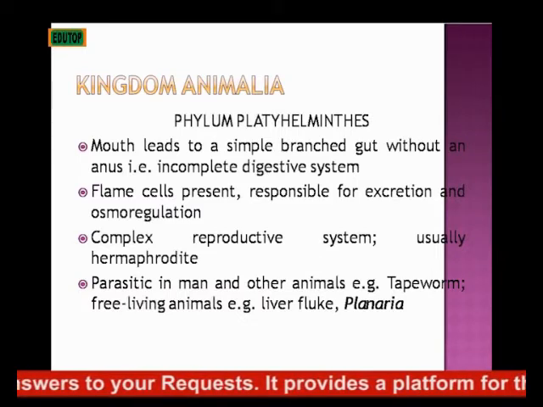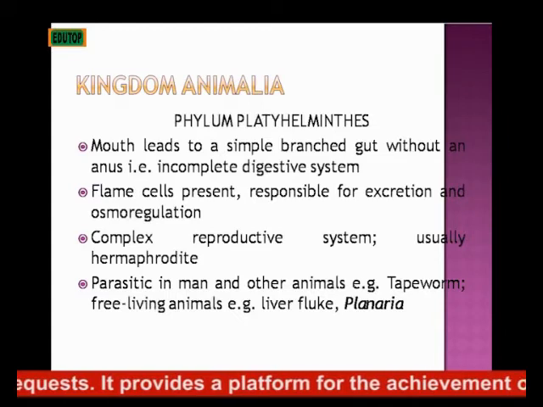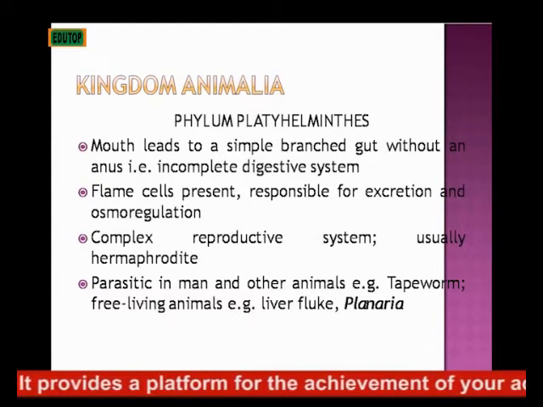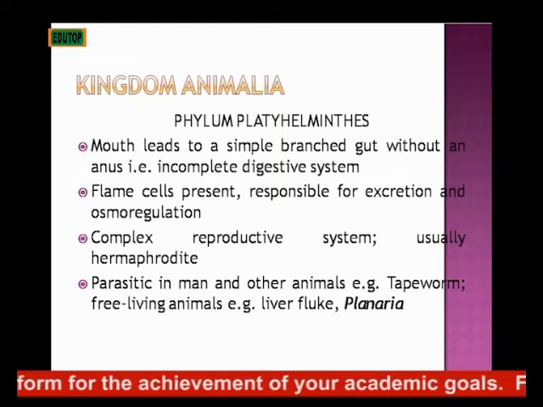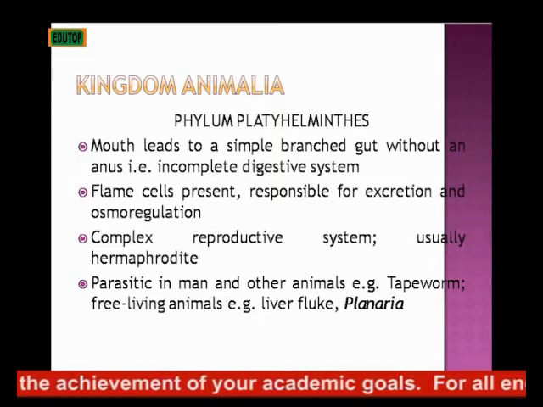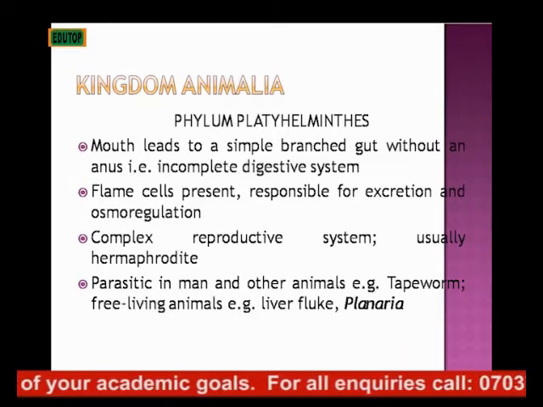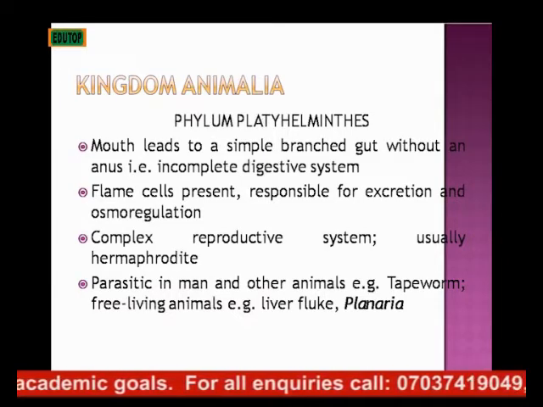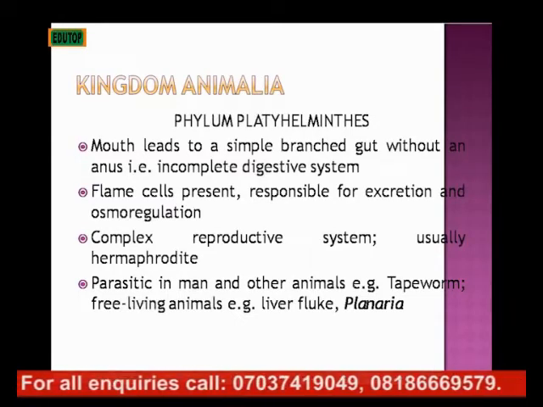Also, they have a complex reproductive system, more complex than the cnidarians. They are usually hermaphrodites, that is, the male and the female sex organs are found in an individual. Platyhelminthes are parasitic to both man and other animals, that is, they live on man and other animals to their detriment.